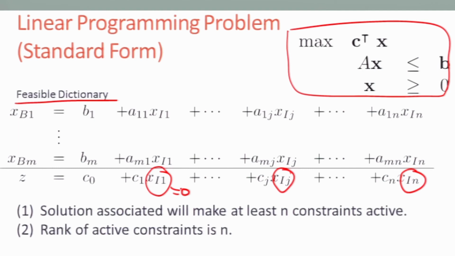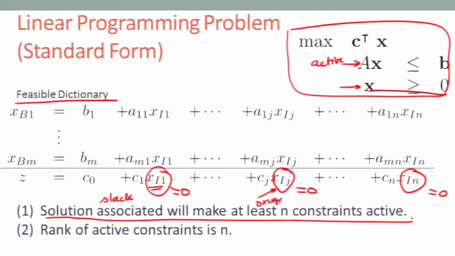And the reason is that you have to set all of these non-basic variables, and there's n of them, xi1, xi2, xi3 to xin. All of them are becoming 0. And if this was a slack variable, then the corresponding constraint in Ax less than or equal to b is active. And if this was an original problem variable right here, then the corresponding constraint in x greater than or equal to 0 is active. Okay, so the solution associated will make at least n constraints active. Okay, and the rank of the active constraints has to be n.